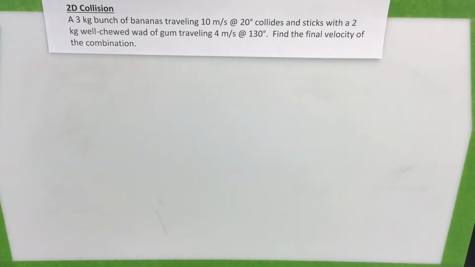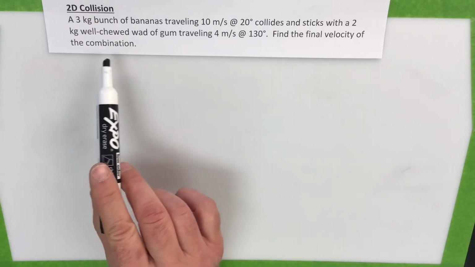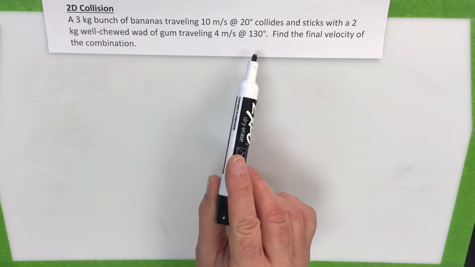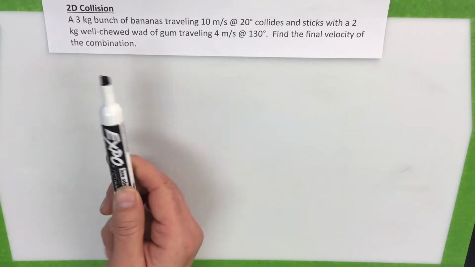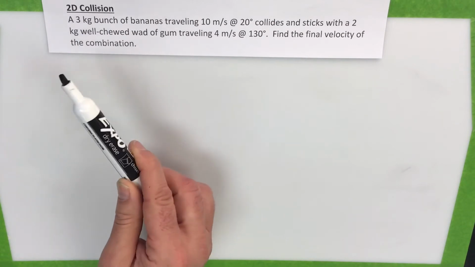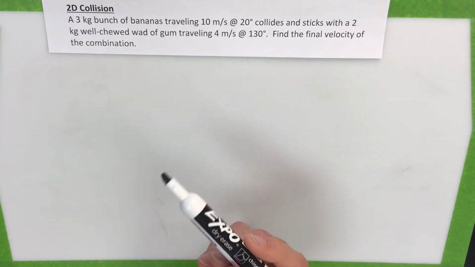Now, here's where this method really shines. For those honors physics students who are solving difficult problems in 2 dimensions, oh, it's beautiful. A 3 kilogram bunch of bananas traveling at 10 meters per second at 20 degrees collides and sticks with a 2 kilogram well-chewed wad of gum traveling 4 meters per second at 130 degrees. Now using our standard 0 degrees and counterclockwise, 20 degrees is this, that first quadrant. 130 degrees is 90 plus 40, which is 50 degrees short of 180. Find the final velocity of the combination.